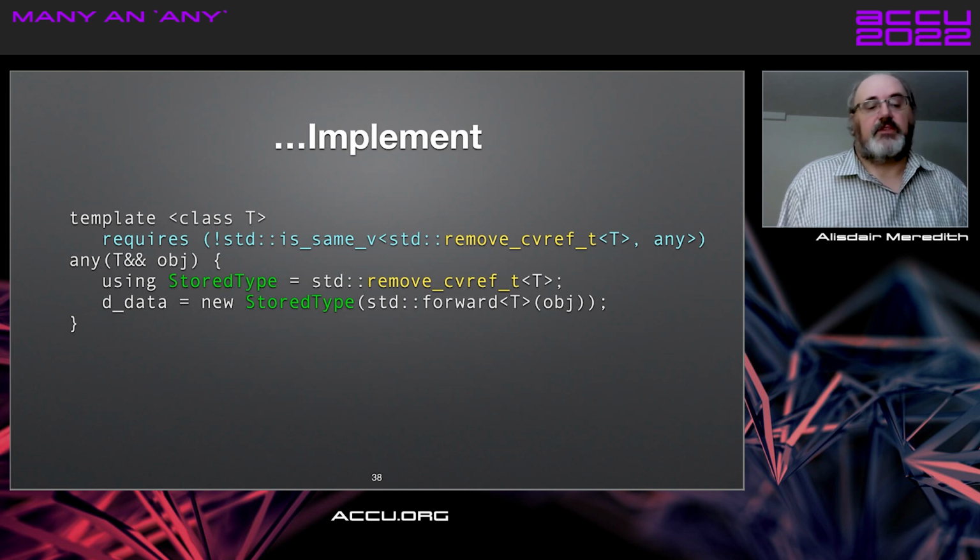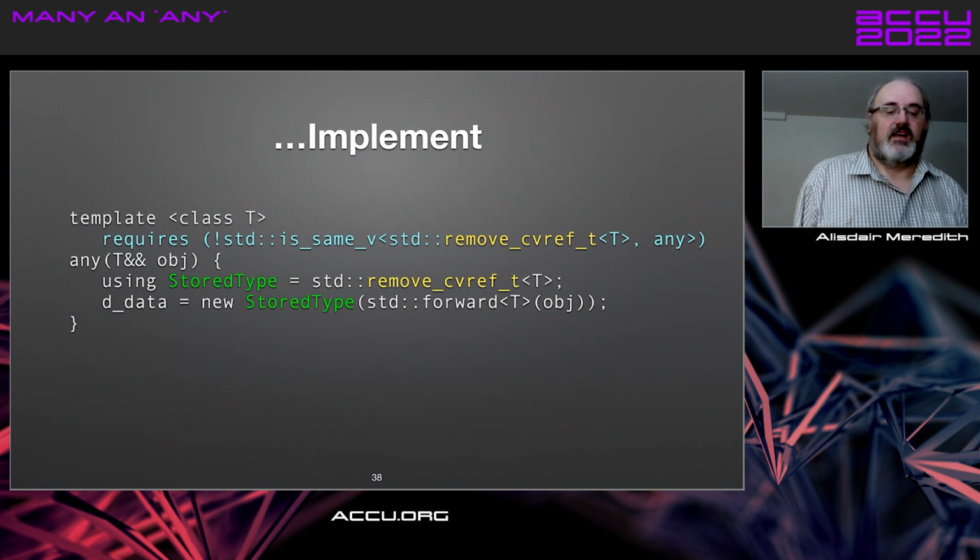So to simplify the code, this is what I'm doing. I create a simple typedef, store type, that says, yeah, I'm storing the type that you gave me, but without all its reference qualifiers and so forth. And I'm going to forward to it as an L or an R value, so I can take advantage of move semantics if you're moving into me the object that you gave me. So this will now correctly store the right object, and it will not interfere with the copy and move constructor. Yay.